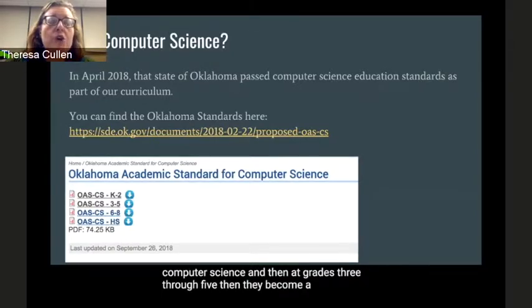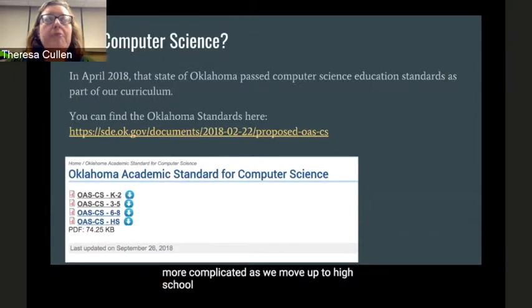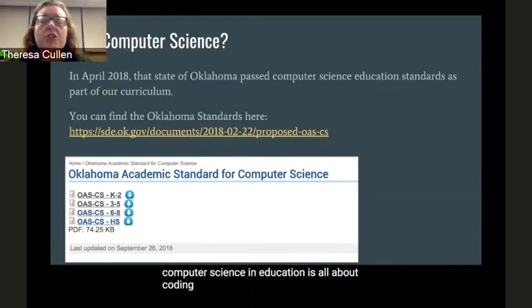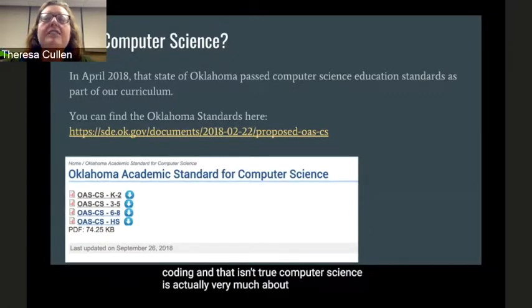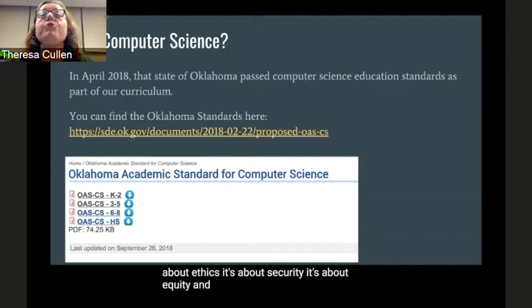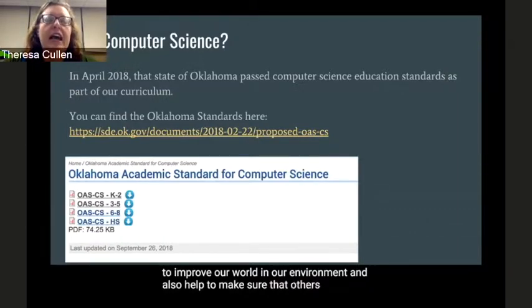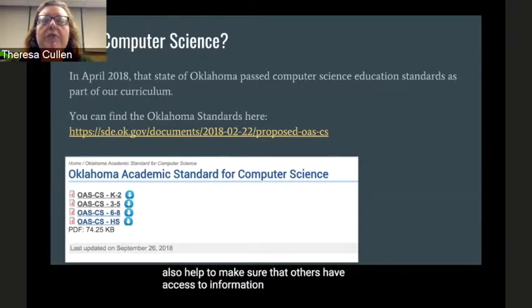So one of the things that is a misunderstanding about computer science standards is a lot of people think that computer science in education is all about coding. And that isn't true. Computer science is actually very much about all those other things involved with living a technology-rich life. It's about ethics, it's about security, it's about equity and using technology to help improve our world and our environment, and also help to make sure that others have access to information and the ability to use technology to make their lives better.